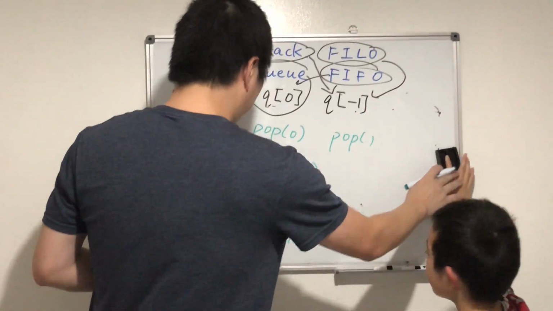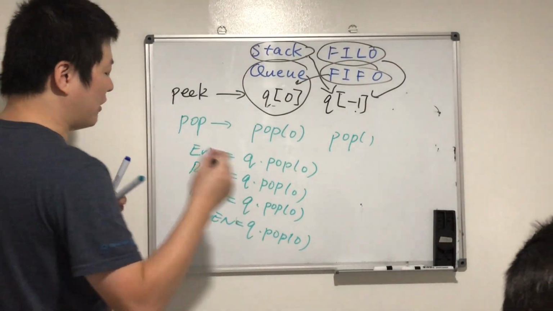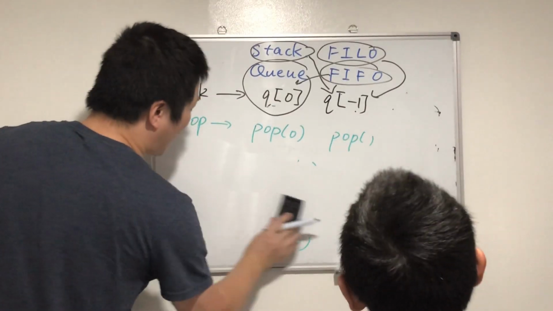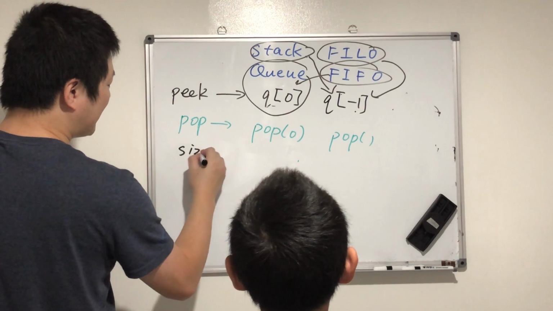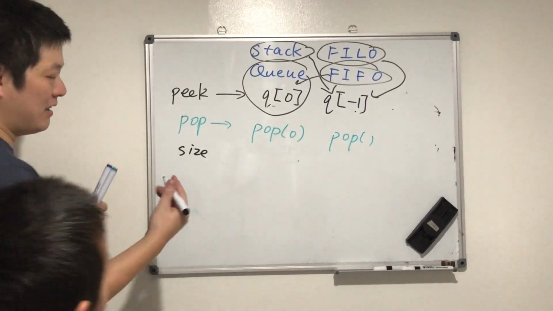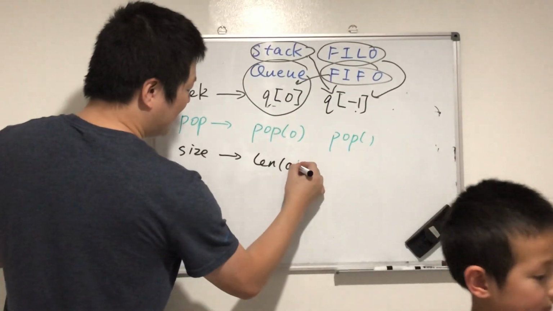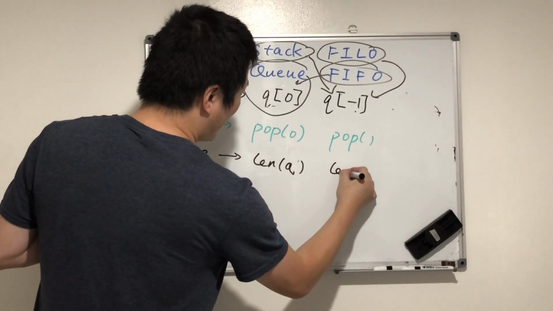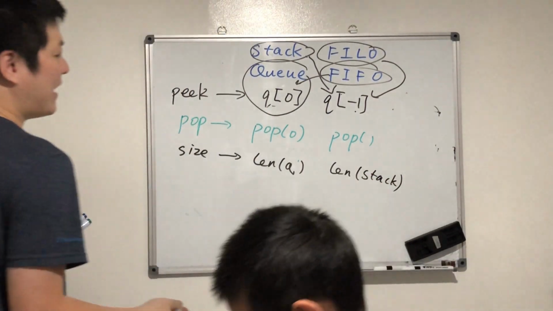Okay, that's it. And we want to check the size. Can you remind me how I can check the size of the queue or the stack? How do we get the size? We use len. So len(queue), and here it will be len(stack).